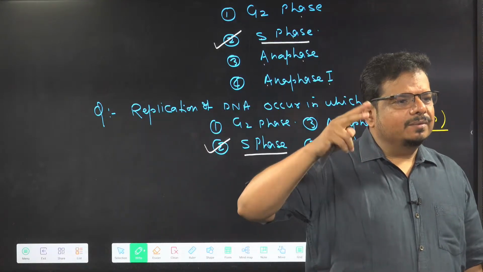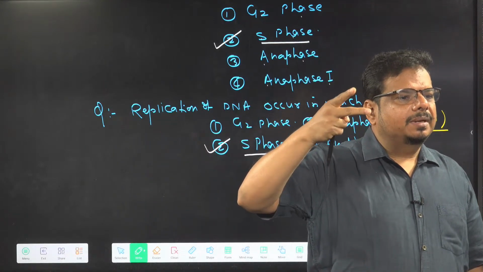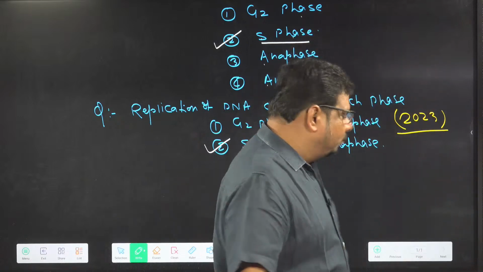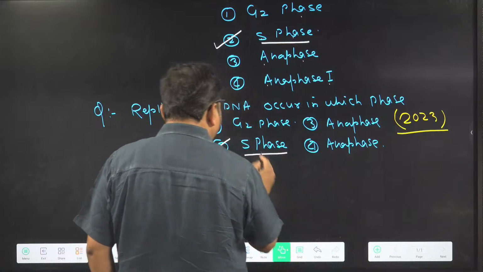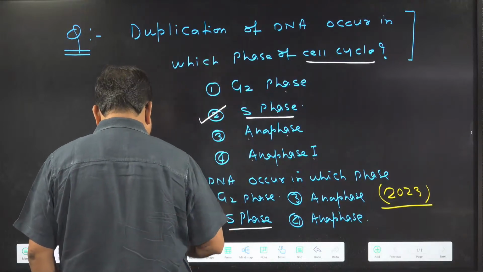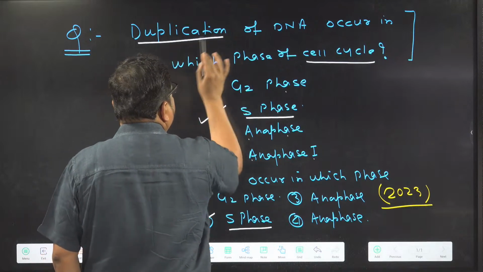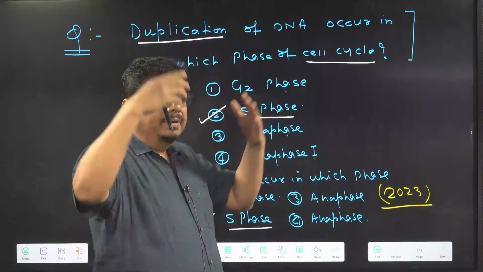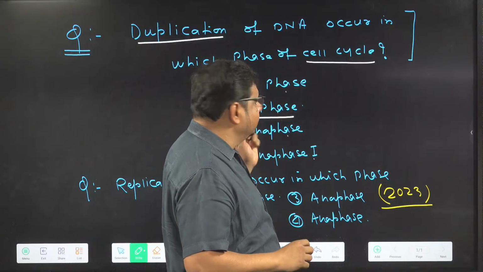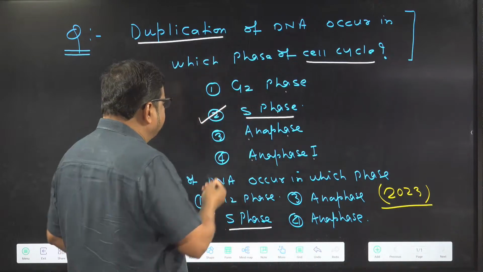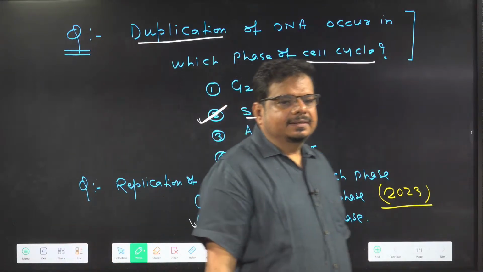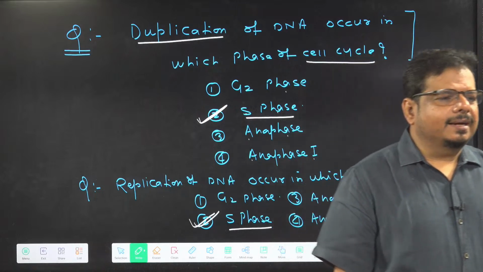Many times students confuse what? Duplication of DNA, chromosome number doubles, and that occurs in anaphase. So usually many students make a mistake in the first question. They misinterpret duplication of DNA as doubling of chromosomes, and they write the answer as anaphase. But both questions have the same answer, that is which phase? S phase. Got the idea? So this is the answer to the question.